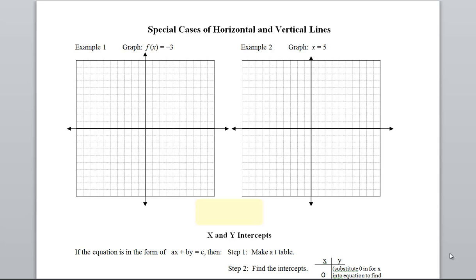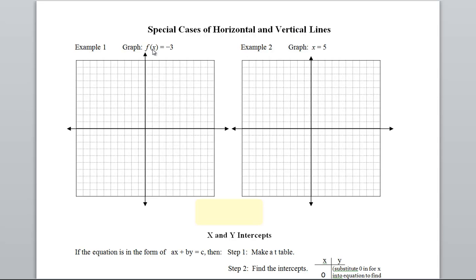We're now going to look a little bit more at graphing. First thing we're going to look at are special cases of horizontal and vertical lines. You need to know the difference. Remember, with horizontal, slope is 0. Okay, vertical lines, slope is undefined.